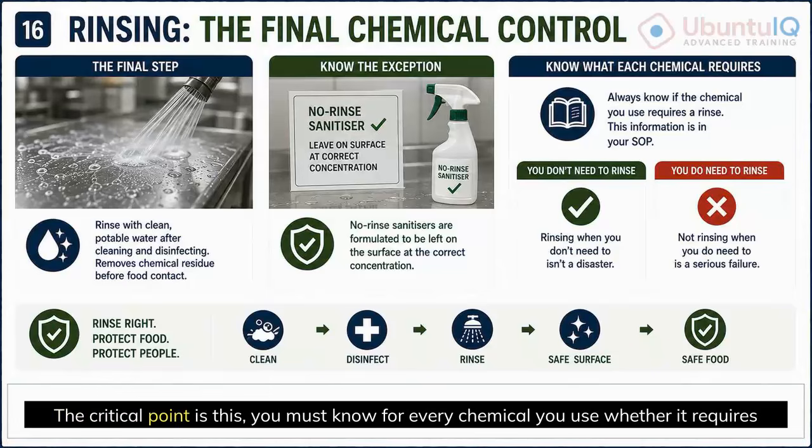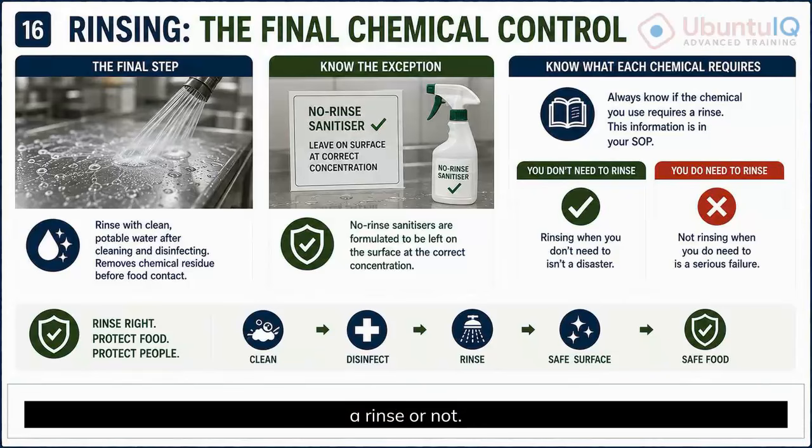The critical point is this: you must know, for every chemical you use, whether it requires a rinse or not. That information is in your SOP. Rinsing when you don't need to isn't a disaster. Not rinsing when you do need to is a serious chemical contamination failure.